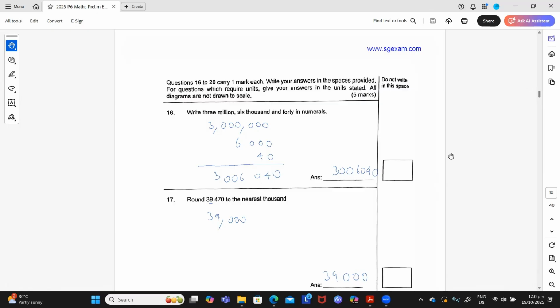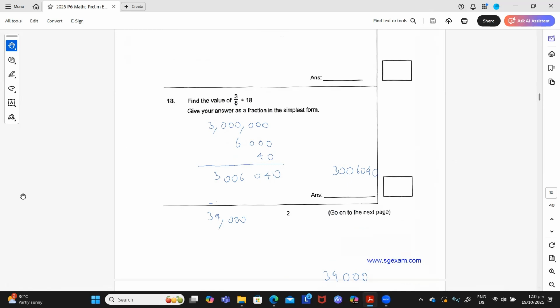Okay, let's look at the next one. Question 18. Find the value of 3/8 divided by 18. Right now 3/8 divided by 18 means it's 3/8 times 1/18. Do a bit of cancellation here. We get 6. So 1 times 1 is just 1. 8 times 6 is 48. So the answer is 1/48.